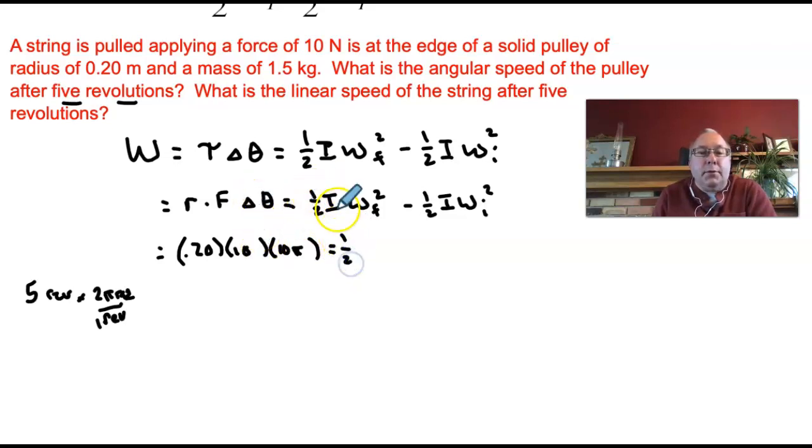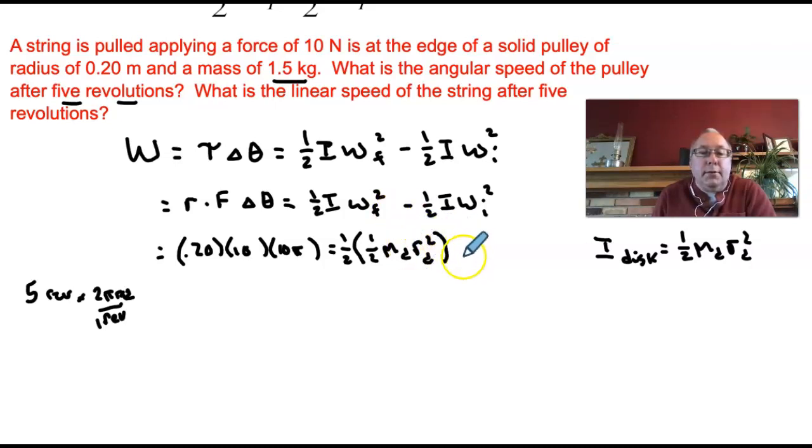And we're going to have our 1/2. So we have to remember I for the disk. We're going to treat that pulley like a thin disk, so I is 1/2 the mass of the disk times the radius of the disk squared. So in this case, we have the 1/2, and now we have another 1/2 due to the moment of inertia of the pulley. Maybe I should write it all out here: mass of the disk, radius of the disk squared. So there's our I term, times omega_f squared.